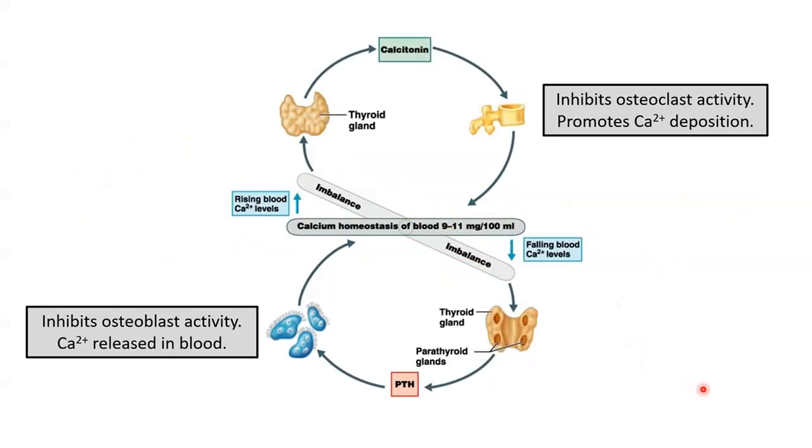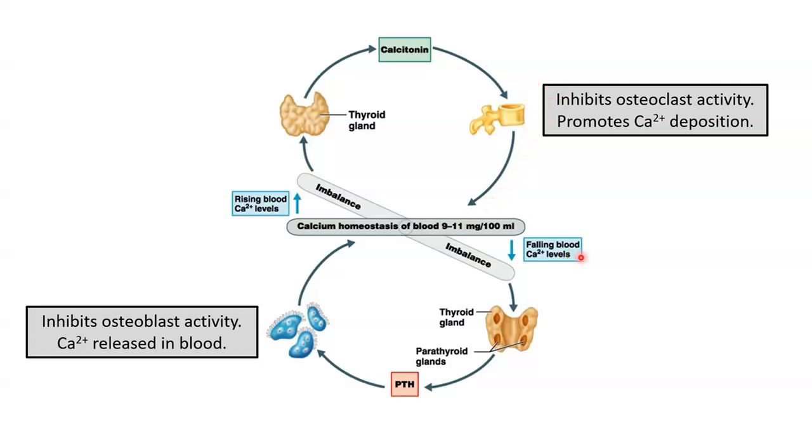This is an example of our humoral stimulation, so it's also an example of a negative feedback loop. We have the concentration of calcium within the blood in the middle here. When our blood calcium levels increase, the thyroid gland will release calcitonin. This inhibits our osteoclast activity. It promotes the deposition of calcium back into the bones, and this will lower our blood calcium.